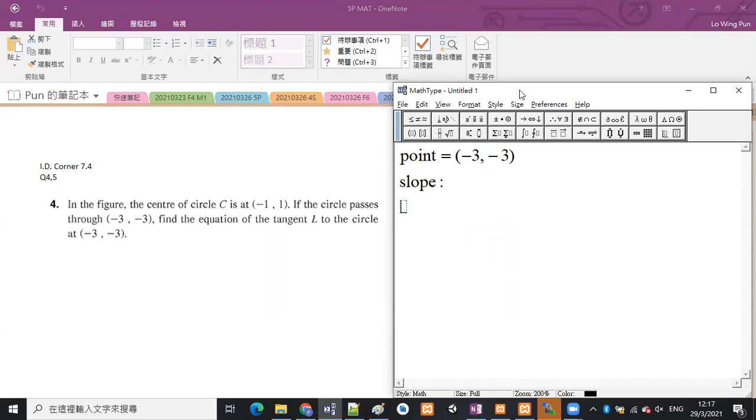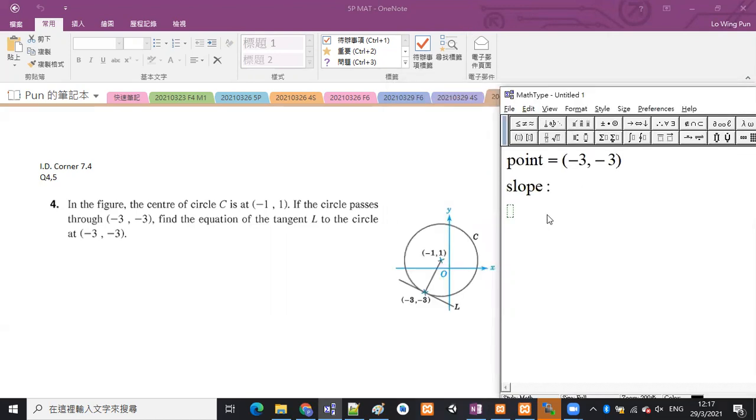m1 is the slope of the straight line that we want to find. m2 will be the slope of the radius. We can calculate the slope of the radius first, because on this radius we have the coordinates of 2 points. So we can use y2 minus y1 over x2 minus x1 to calculate the slope of this radius. So let us find the slope of the radius first. That should be y2 minus y1 over x2 minus x1.